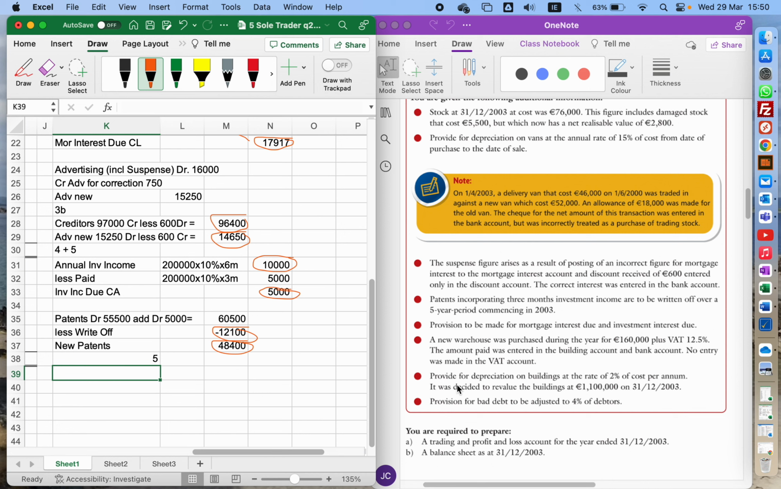So a new warehouse was bought during the year for 160 plus VAT at 12.5%. The amount of VAT was entered in the building account and the bank account and went in the VAT account. So just so you understand what should have actually happened here, so we understand what we did so wrong.